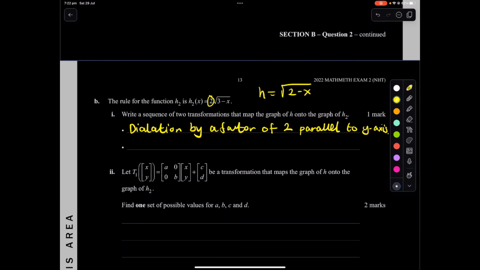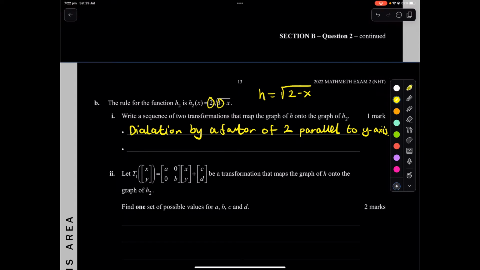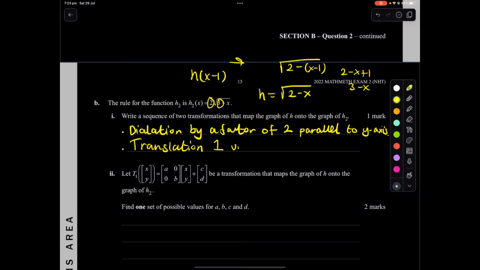And then we've seen a translation. Let's say they translated x minus 1 to the right. What would happen is, we're saying 2 minus (x minus 1), 2 minus x plus 1, 3 minus x. Okay, so what they've done is they've translated 1 unit to the right. So we can say translation 1 unit to the right, or to the positive x-axis.